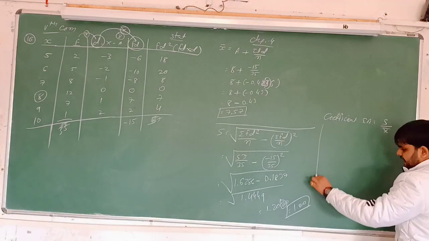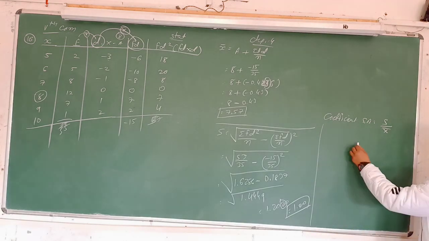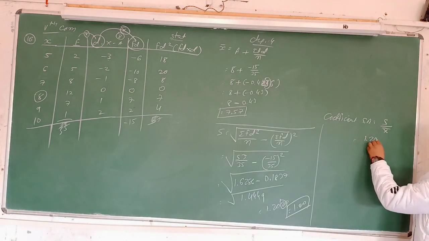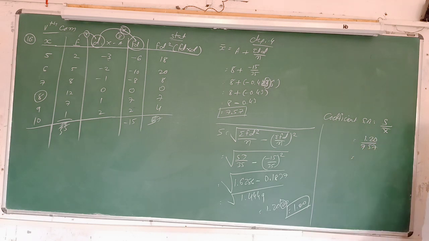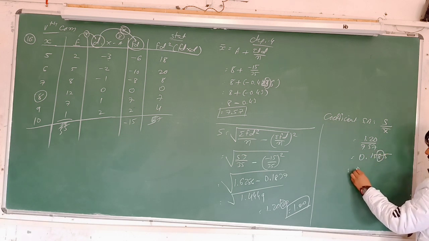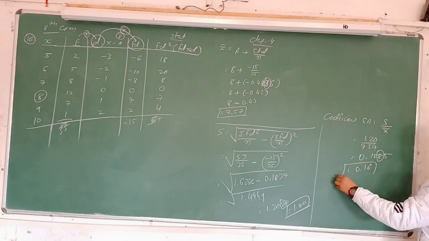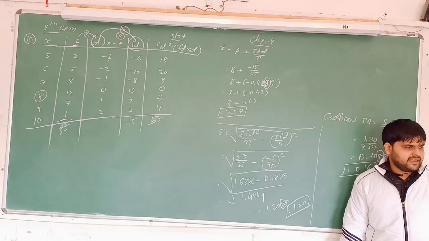Now both answers we have. Number 1 is S. Second one is the mean. So put the value: S is equal to 1.20 divided by 7.57. Find it: 0.1585. The third digit is 8, so 0.16. This is the answer of the coefficient of standard deviation. Okay. Let's see.